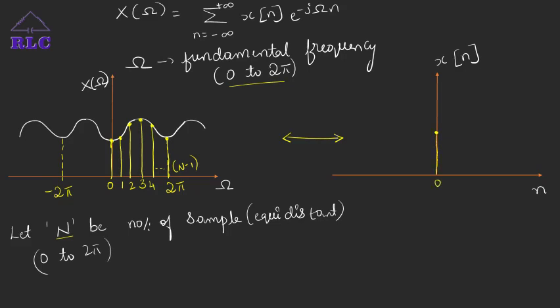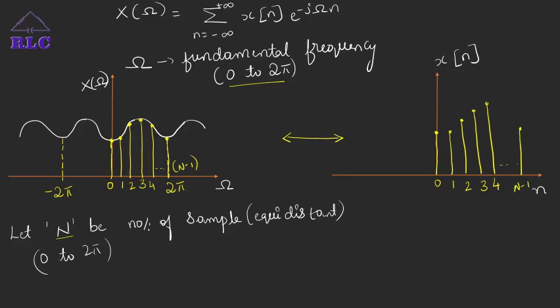This is the 0th sample, then n is equal to 1, n is equal to 2, n is equal to 3, n is equal to 4, and so on. The last sample is the N minus 1th sample.